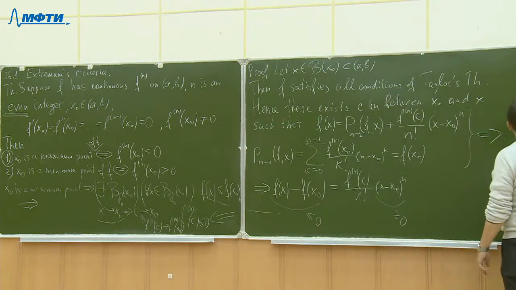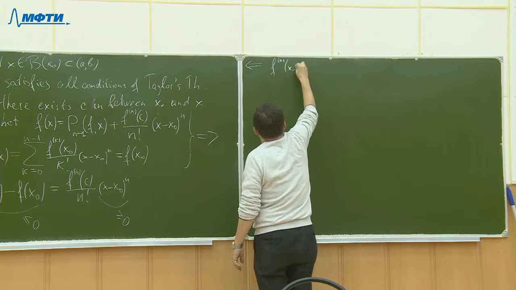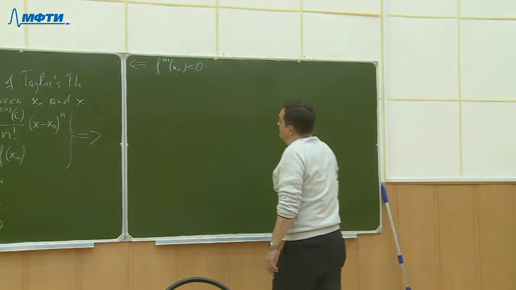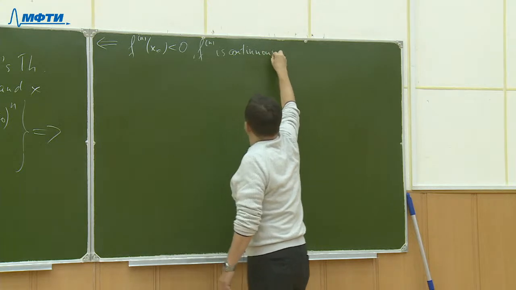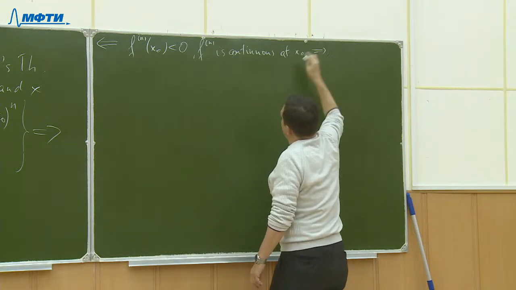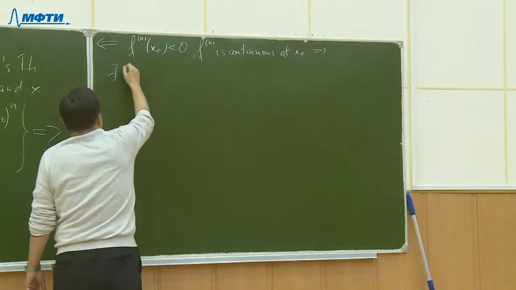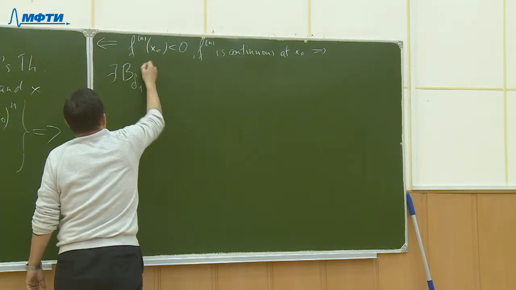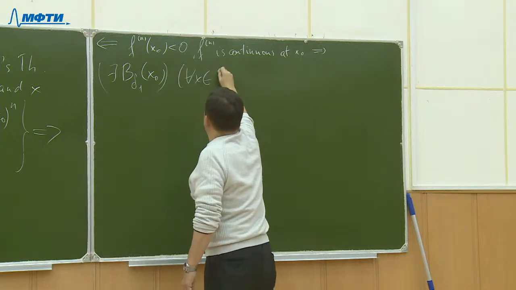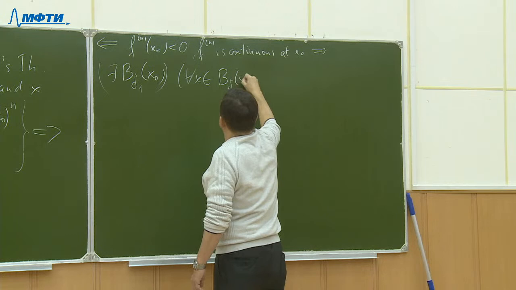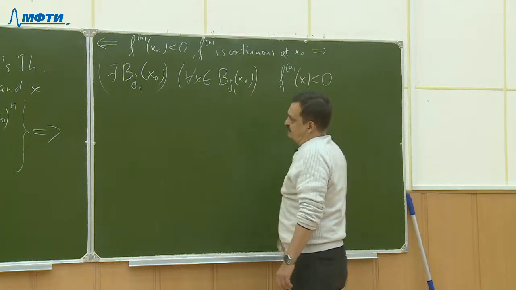Now, converse. So here we suppose nth derivative is negative, but also we know nth derivative is continuous at x naught. Hence, by properties of continuous functions, there exists a neighborhood B delta 1 of x naught, such that for all x from that neighborhood, we have nth derivative at x also is negative.